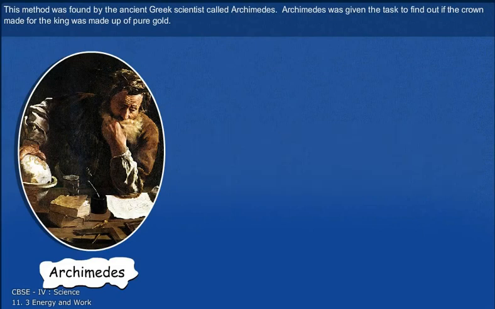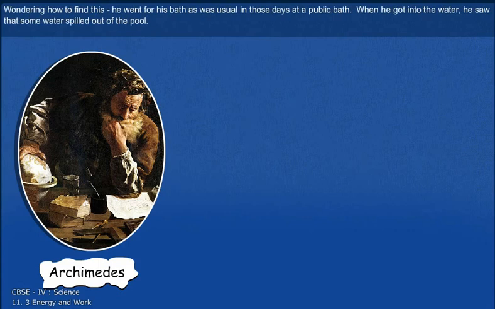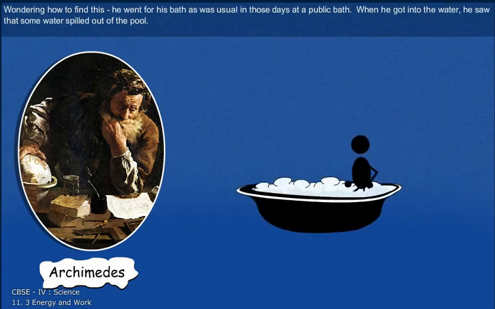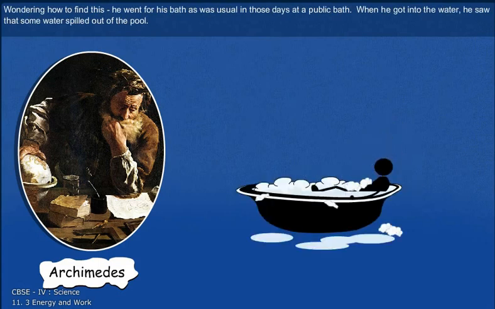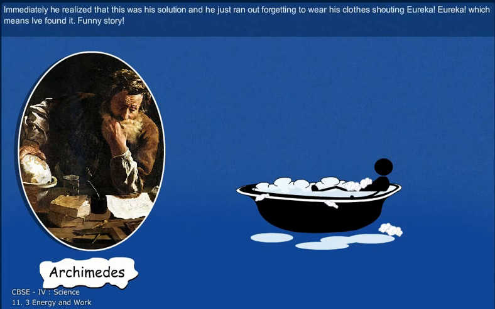Archimedes was given the task to find out if the crown made for the king was made up of pure gold. Wondering how to find this, he went for his bath as was usual in those days at a public bath. When he got into the water, he saw that some water spilled out of the pool. Immediately he realized that this was his solution and he just ran out, forgetting to wear his clothes, shouting, "Eureka! Eureka!" which means, "I found it."